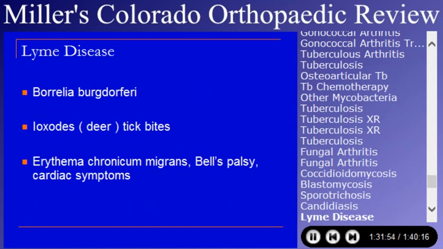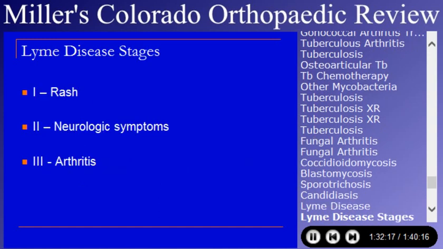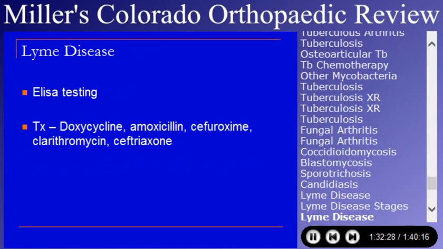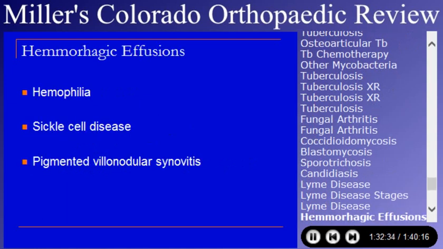Lyme disease, they like. It's associated with the deer tick as opposed to the dog tick. Northeast United States is the most common location. Commonly missed, presents with a variety of clinical symptoms, including a rash, Bell's palsy, and cardiac symptoms. Associated with an inflammatory arthritis, which is not generally an early manifestation. You can test for it, improve the diagnosis, and it is treated with antibiotics.